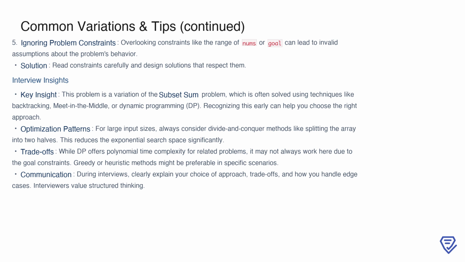Now, regarding interviews, this problem is a variation of the classic subset sum problem, which is often tackled using techniques like backtracking, meet in the middle, or dynamic programming. Recognizing this connection early helps you choose an appropriate approach. For large inputs, divide and conquer methods, such as splitting the array into two halves, can significantly reduce the exponential search space. However, it's important to weigh the trade-offs of each method. For instance, while dynamic programming offers polynomial time complexity for similar problems, it may not always be feasible here due to constraints on the goal.